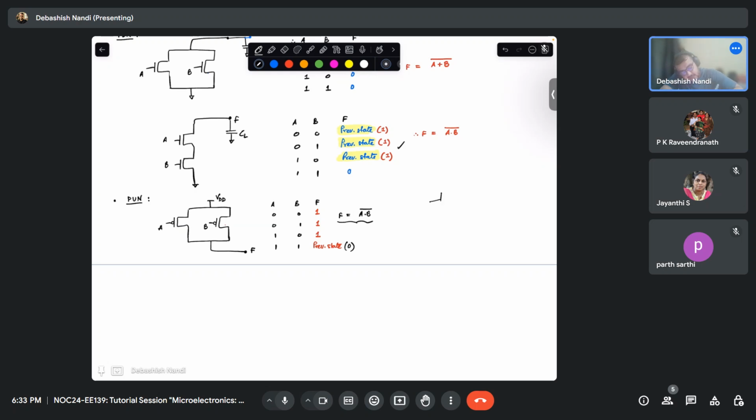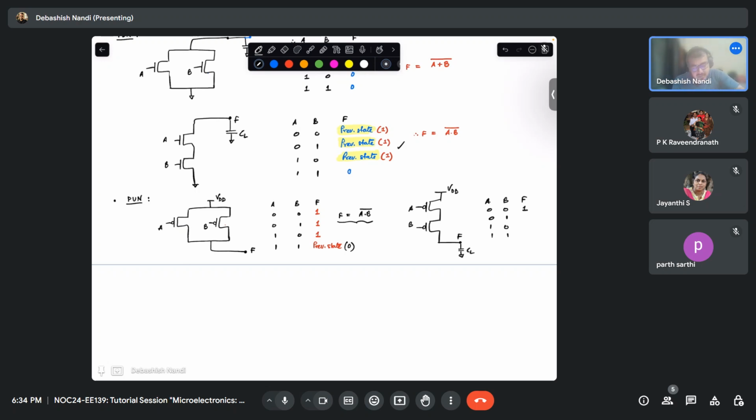Similarly, if you just connect two PMOS circuits in series, and this is your CL, let's say this is your F, this is A, this is B, this is your VDD. So A, B and F: 0 0 gives you both transistors on. That means this gives you 1.